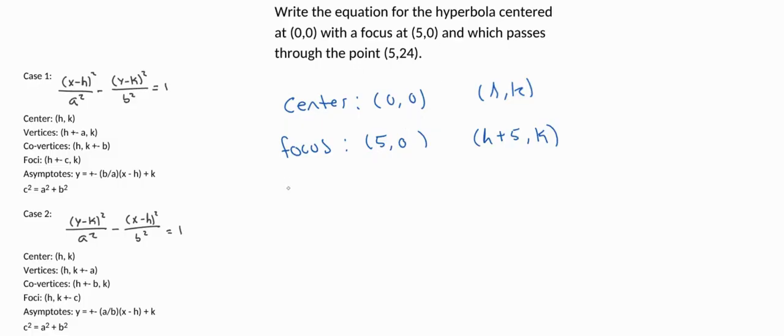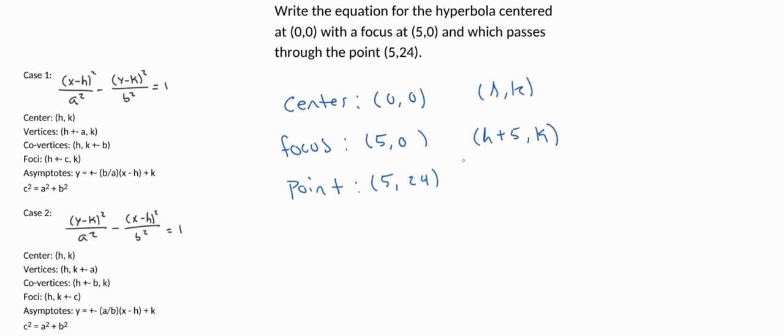Let me go ahead and write down the point here as well. We have a point (5, 24). Okay, so let's start writing down what we can here. We know that in our case c equals 5, and so c squared equals a squared plus b squared. We have 25 equals a squared plus b squared.